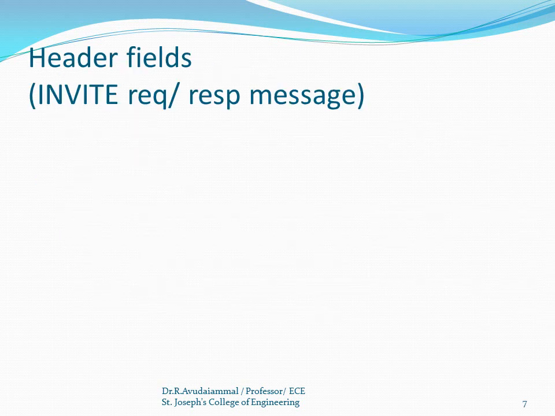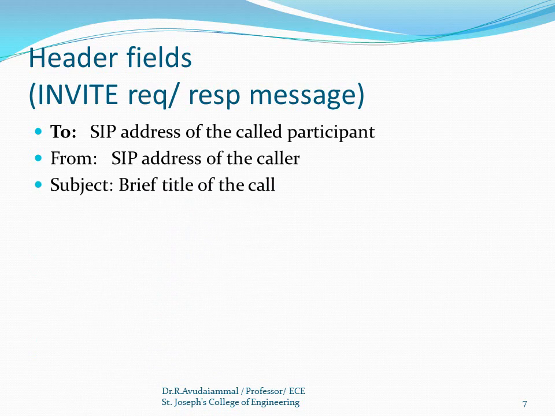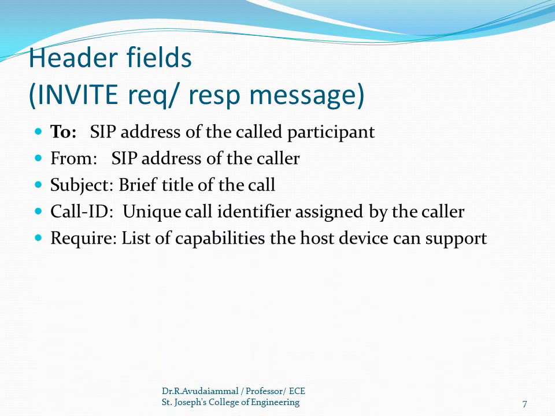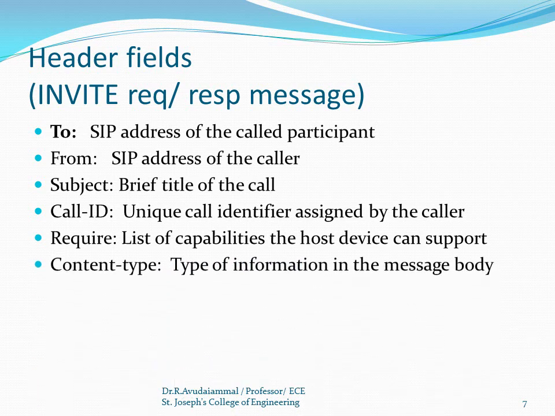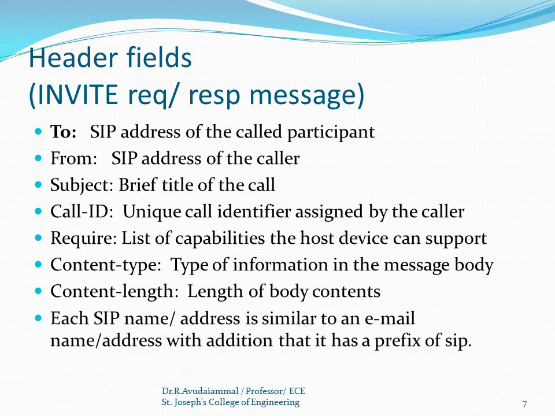The fields used in the SIP message are: the two addresses that specify the SIP address of the called participant and the caller; the subject field, which is a brief title of the call; the call ID, which specifies the unique call identifier; the require field, which states the capabilities the host device can support; the content type, which is the type of information we are transmitting; and the content length. Each SIP name and address is similar to an IP address, but it has the prefix SIP.